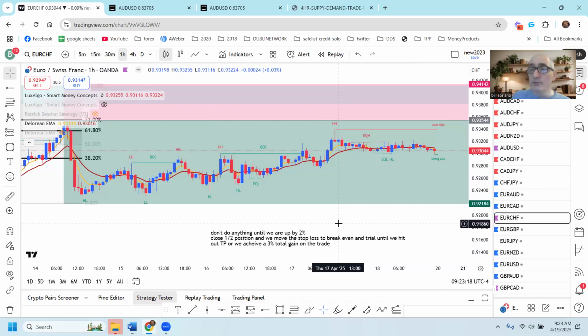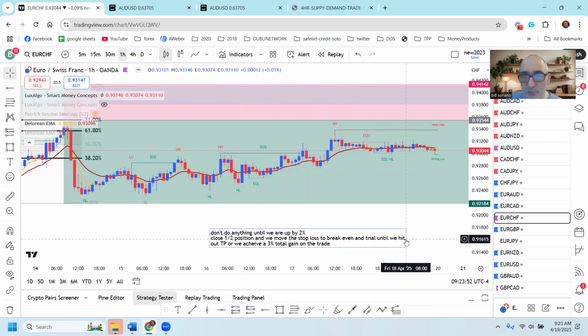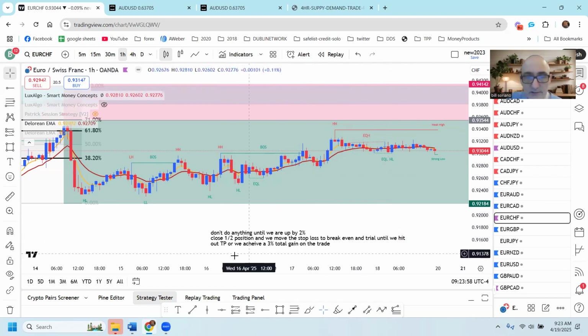Okay, so if you got your 1,000 in the bank, you need another 2,000 to be able to exit that trade at a 3% gain on a $100,000 trading account. If it's just a $1,000 trading account, then what did you do? You put your $10 away and you're trying to get 30. So don't do anything. Close half the position, move the stop loss to break even, and trail it until you hit your take profit or the stop loss gets hit.